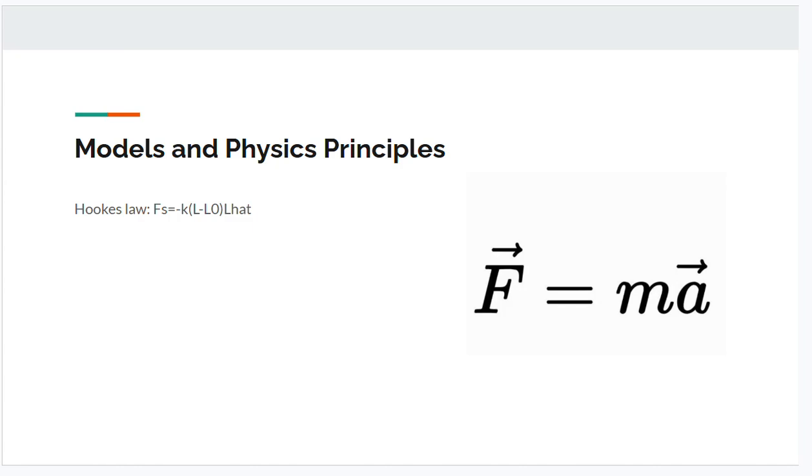So what models and principles of physics did we learn? Well, we used Hooke's law, which is the force of the spring equals negative k, the spring constant, times L minus L naught, where L is the stretched length and L naught is the unstretched length of the spring, times L hat, which is the unit vector of the spring. We also used F equals ma, which is Newton's second law. Those are both very important principles that we used to simulate data, to show motion, and to show how the spring interacted with the ball in this model.